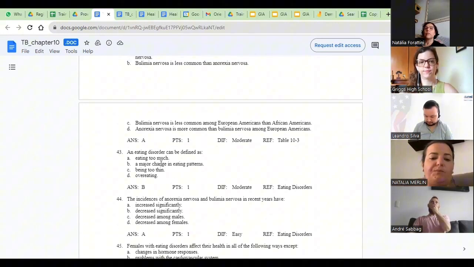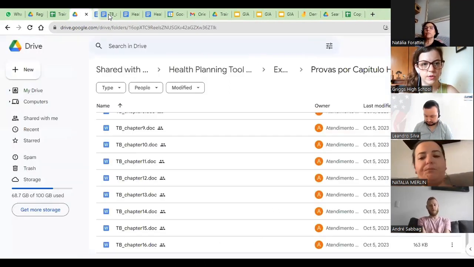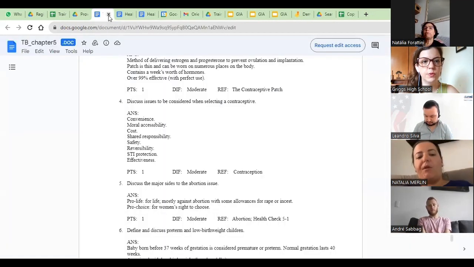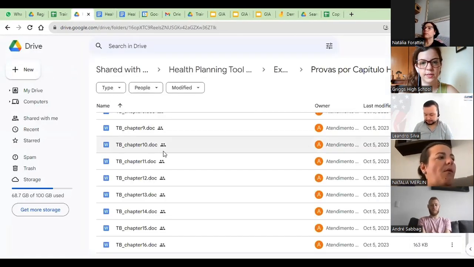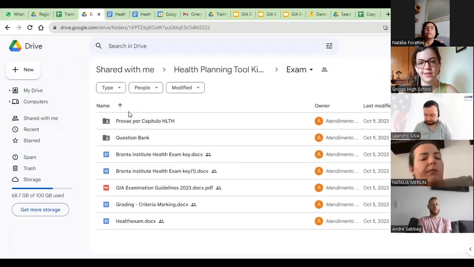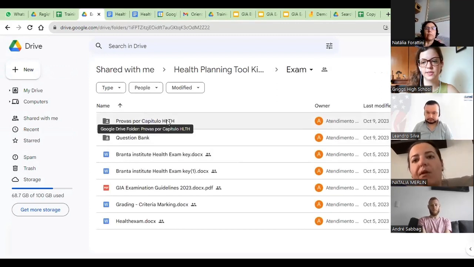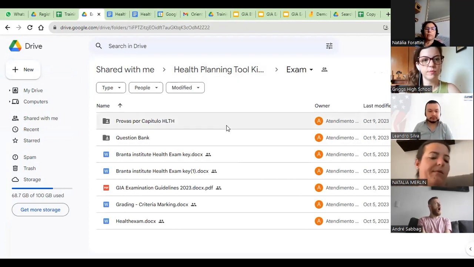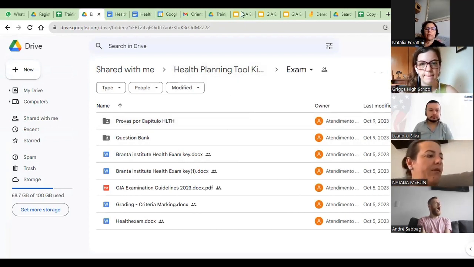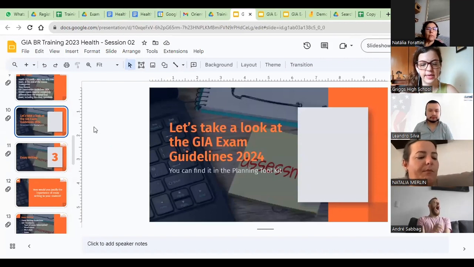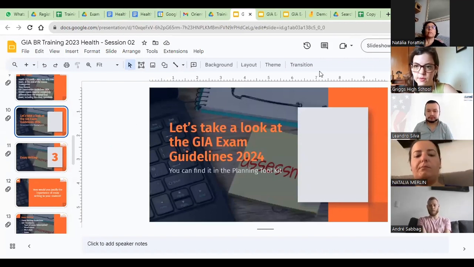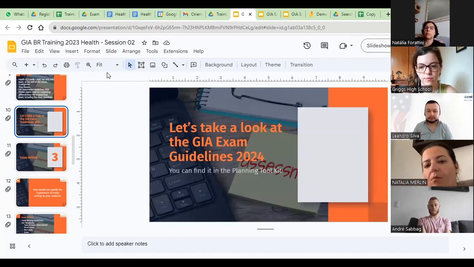Cool. So this is very, very helpful. Extra resources. So just remember, I was confused myself. This is not inside the extra resources for the book. It's inside the exam folder. Okay, that's it for exams. Any other questions about exams? No? Okay.